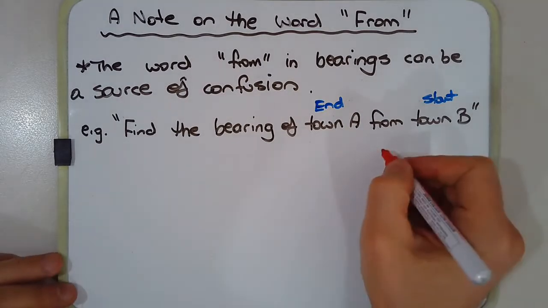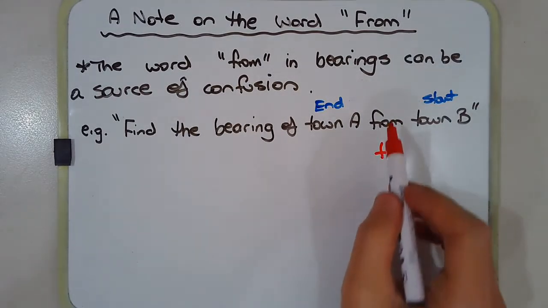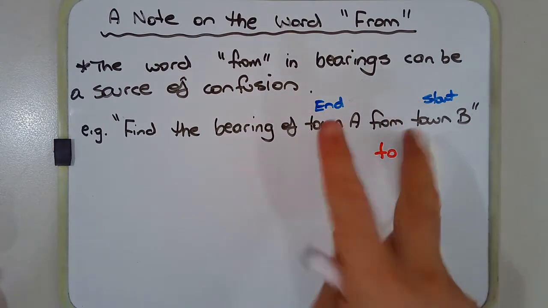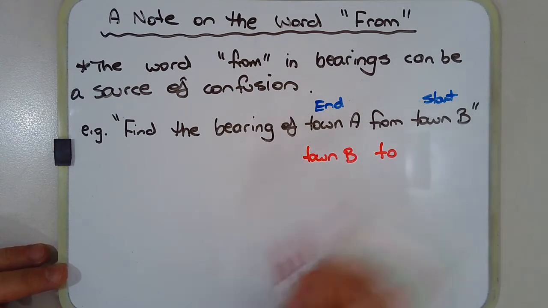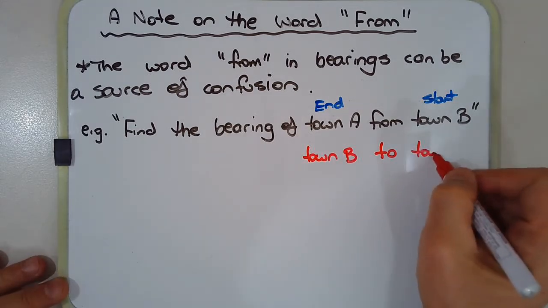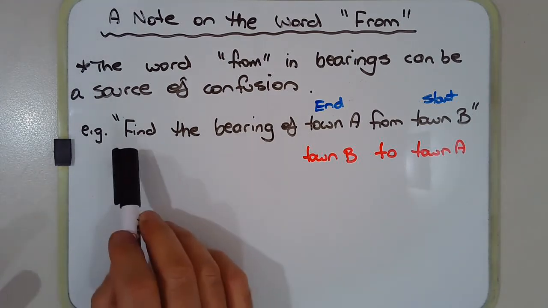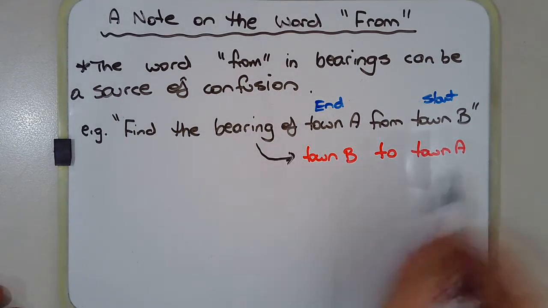The opposite of the word "from" is the word "to". So I could change the word "from" to "to", but then I would have to reverse town A and town B. I would have to reverse these two locations. So I would write town B first and then town A. Now that makes a little bit more sense, at least in the context of bearings, because now I know I want to find the bearing of town B, moving on to here, town B to town A.